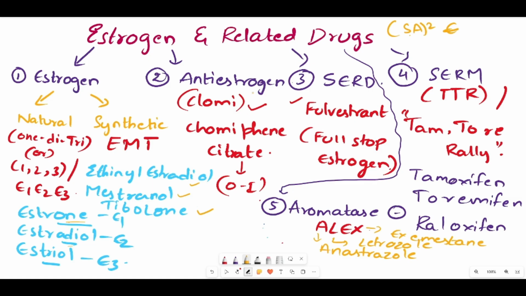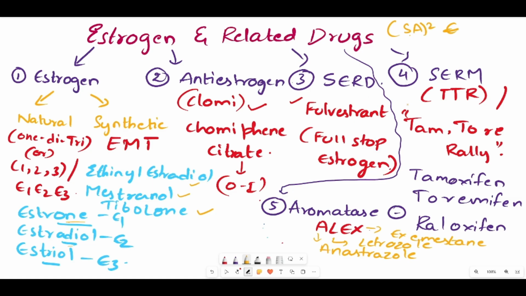Coming to the second class, which is anti-estrogen. So only one simple example, which is clomiphene citrate. It is a ovulation inducer. Coming to the third one, which is SERDs, which is also called as selective estrogen receptor downregulator. There is one drug which is Fulvestrant, and to remember it, just remember full stop estrogen.